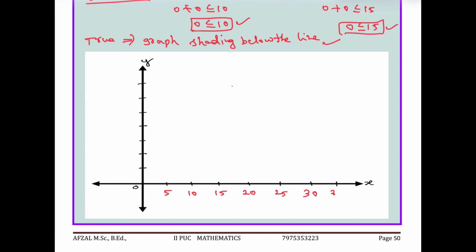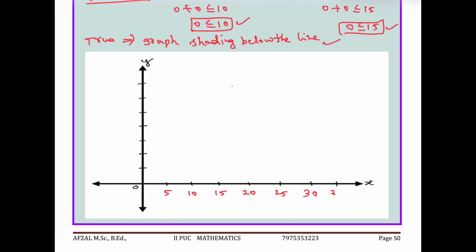Next, 26th question. Find the general solution of the differential equation dy by dx equals (1 plus x square) into (1 plus y square). If you separate the y variables on one side, that is dy by 1 plus y square, and x variables on the other side, (1 plus x square) into dx. Next, integrate on both the sides, that is integration of dy divided by 1 plus y square equals integration of (1 plus x square) dx.